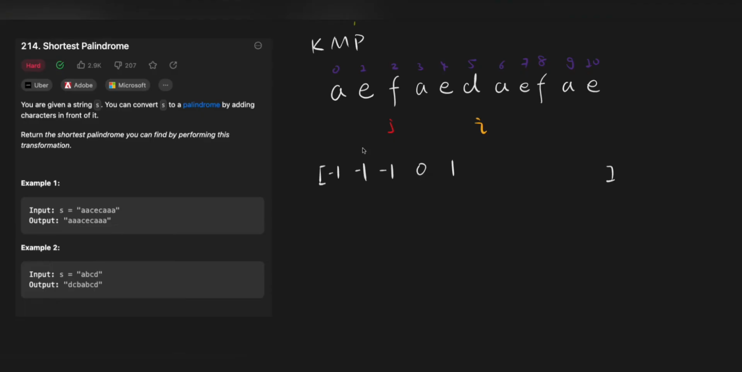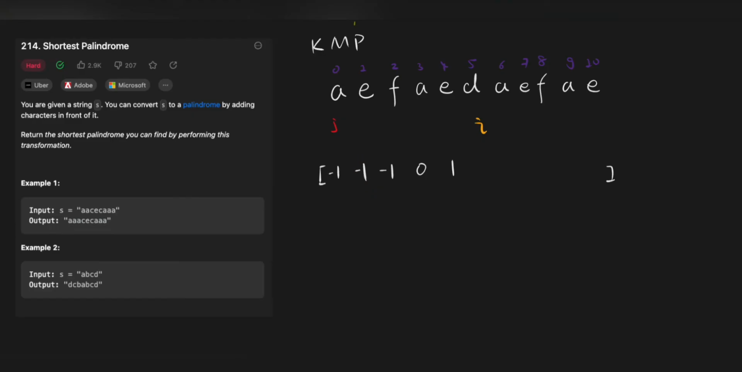But how can we adjust j's position? We look at the pattern at j minus 1, and we find the value there is -1, right? We want to move our j to pattern[j minus 1] plus 1. Here it is -1, and plus 1 would be 0, so we move our j to index 0. That's how this works. We move j back to index 0.